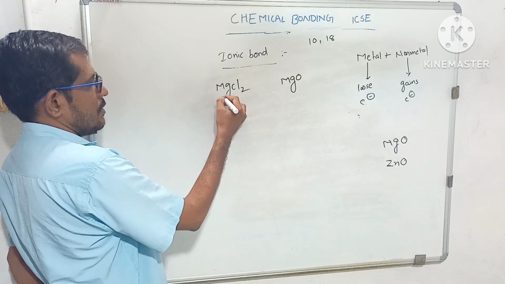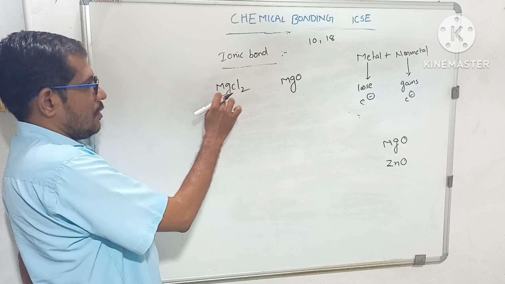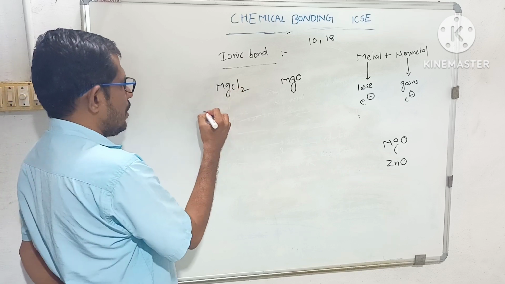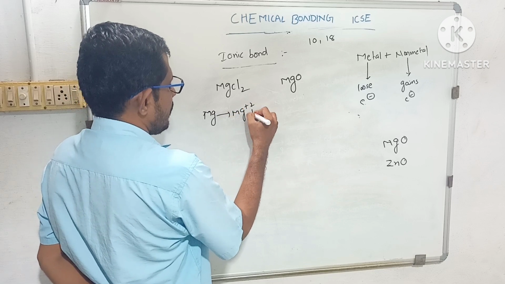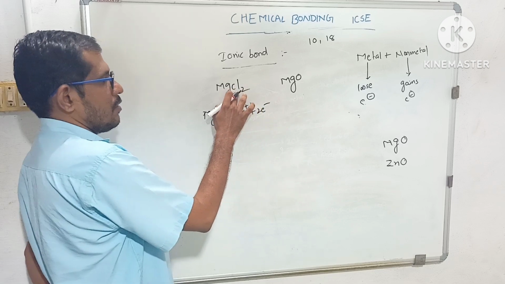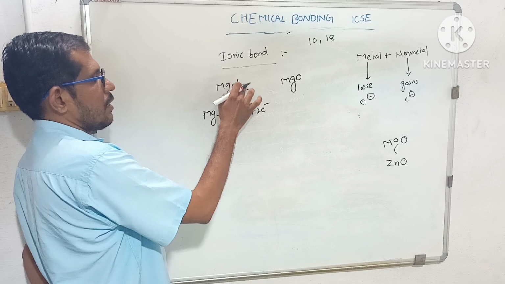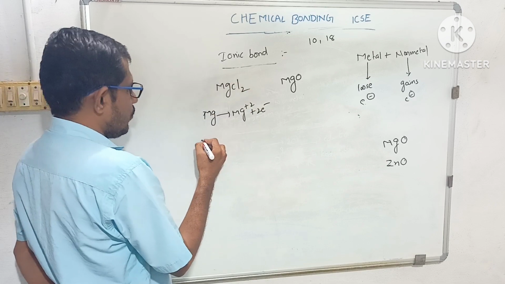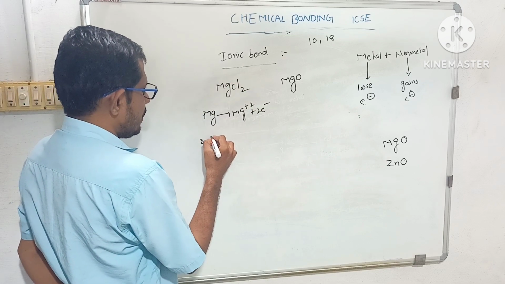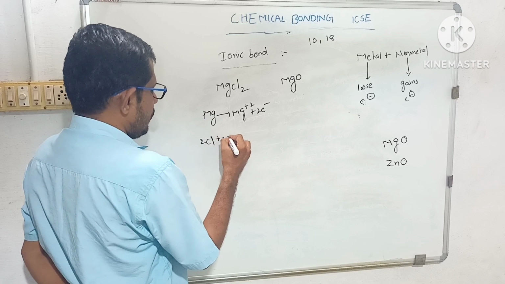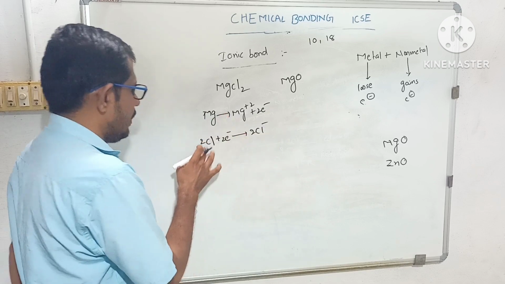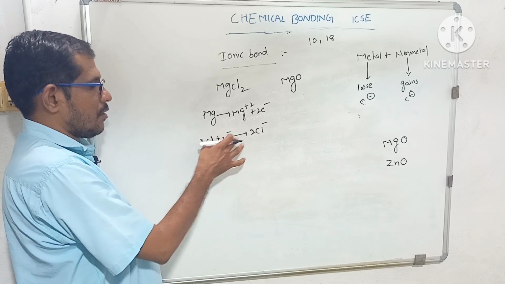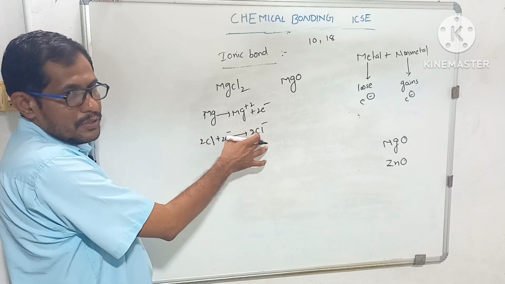First step, what is here? This is the metal and this is the non-metal. Metal always loses electrons and becomes Mg 2 plus, with 2 electrons released. What is the non-metal here? Chlorine. How many are there? 2. So 2Cl plus 2 electrons. Observe carefully. Here 2Cl plus 2 electrons gives rise to 2Cl minus.